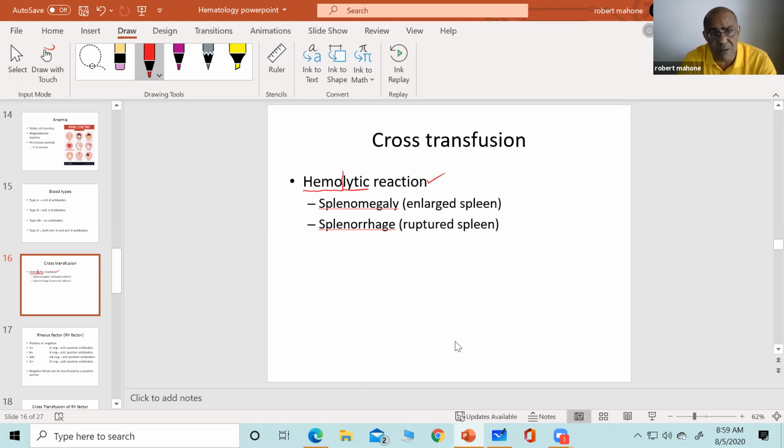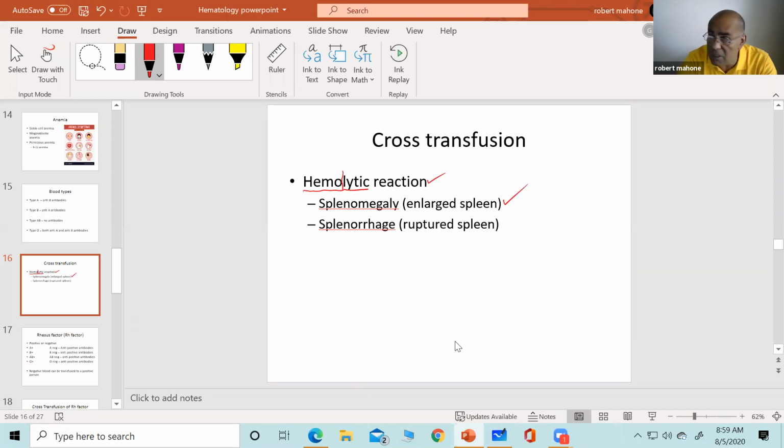If we put a liter of blood in you that's the wrong blood type, that's a bag of blood that gets sucked into your spleen to all be destroyed at one time. What's going to happen to your spleen? It's going to swell up real big.